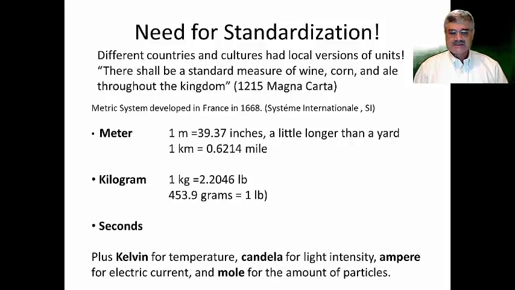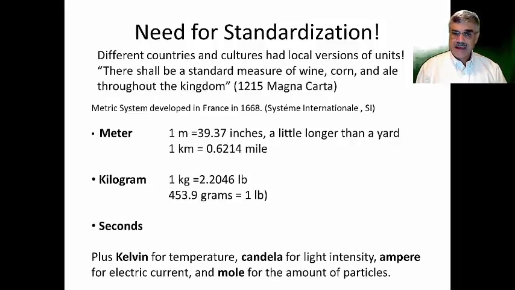So a meter is the standard unit for measuring length. A kilometer, which is 1,000 of these meters, is a little over half a mile, 0.6214 miles. So if you're running a 5K race, that's maybe around 3 miles.